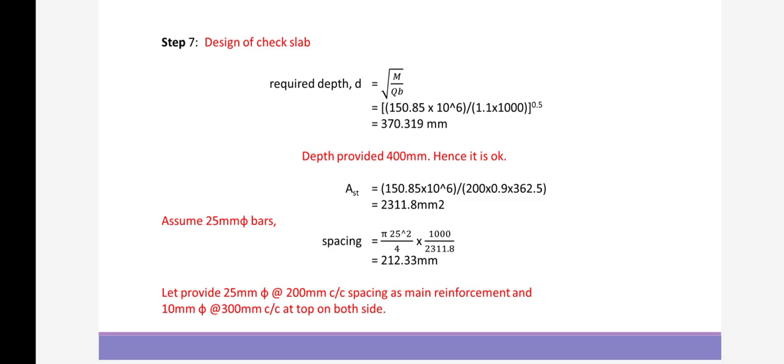So next to find out the area of steel in tension reinforcement. Area of steel in tension reinforcement is M divided by sigma st j into d. Therefore AST is equal to 2311.8 mm square. Then next to find out the spacing of rod. So spacing of rod is equal to small AST into 1000 divided by capital AST. So substitute all the values. Spacing of rod is equal to 212.33 mm. So let's provide 25 mm diameter at 200 mm center to center spacing as main reinforcement and 10 mm diameter at 300 mm center to center at the top on both sides.